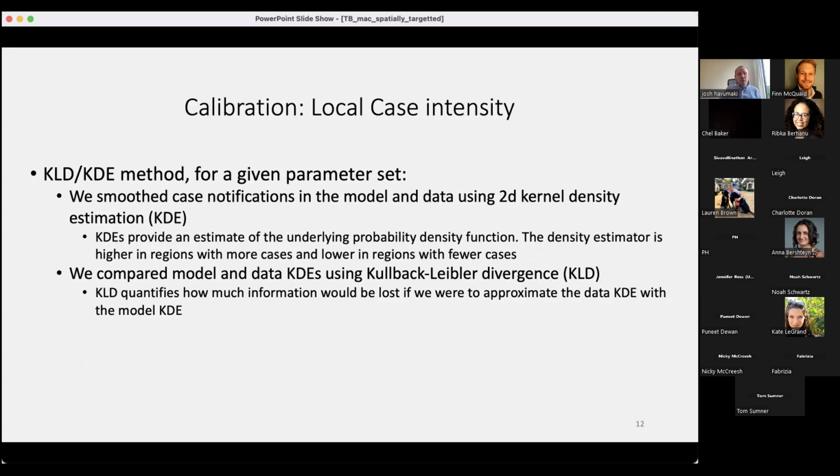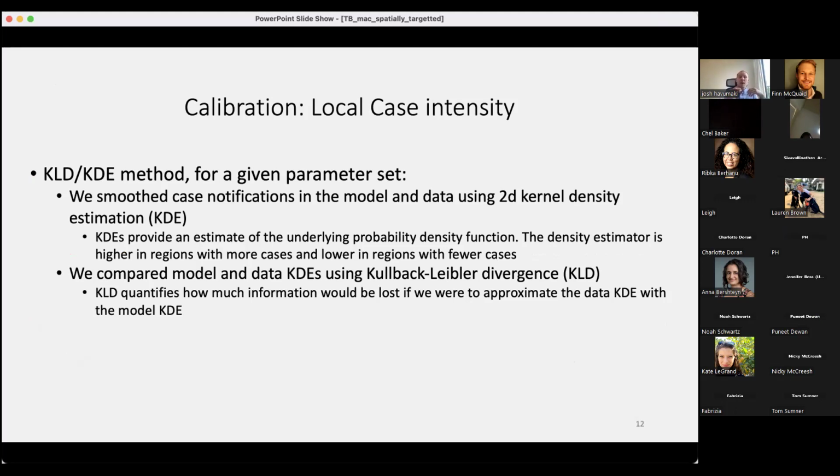So I'll go into detail about the likelihood calculation. For a given parameter set, you can imagine we had a map with cases that were mapped based on latitude and longitude. And then we smoothed the case notifications in the model using KDE, kernel density estimation. That provides an estimate of the underlying probability density function. So basically, in regions with more cases, the KDE estimate is higher. In regions with fewer cases, it's lower.